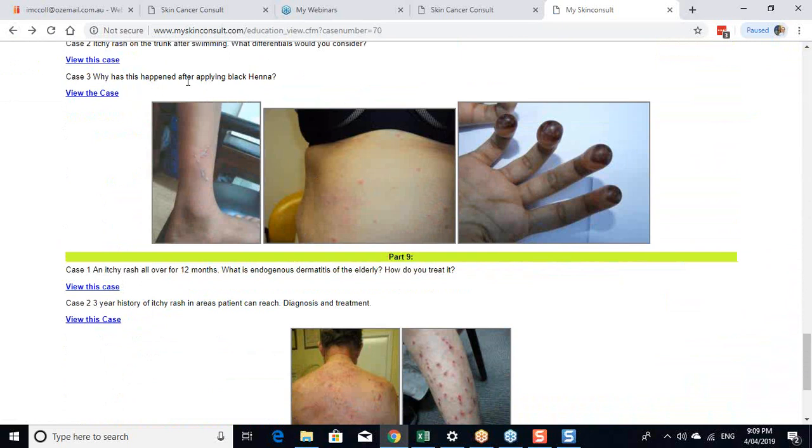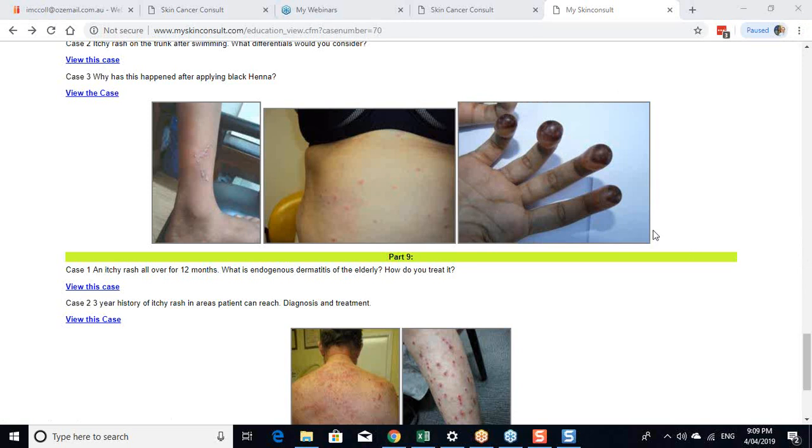Case 3. Why has this happened after applying black henna? All right. Anyone want to tell me what they think? Why is this all swollen? Henna is supposed to be a dye that isn't highly allergic. So when I've said this is black henna, what's been happening here? What's sometimes in black henna? Why is it black? What's been added to it? This is when you get these tattoos when you go across to Bali.